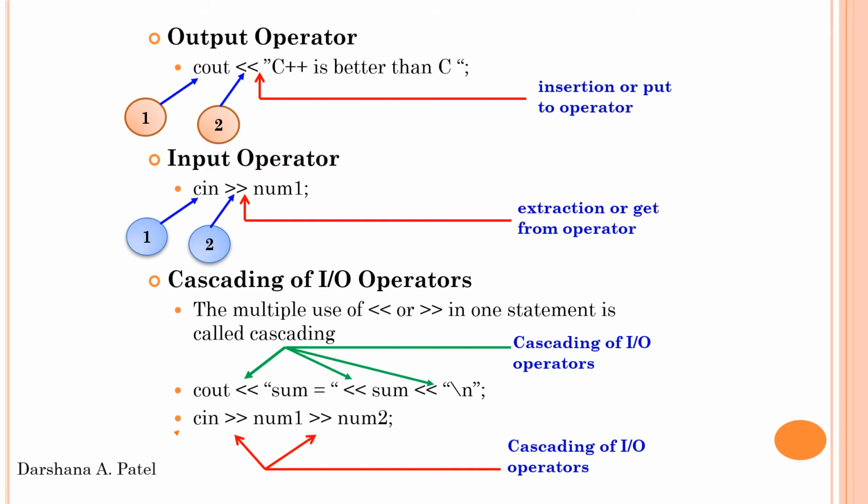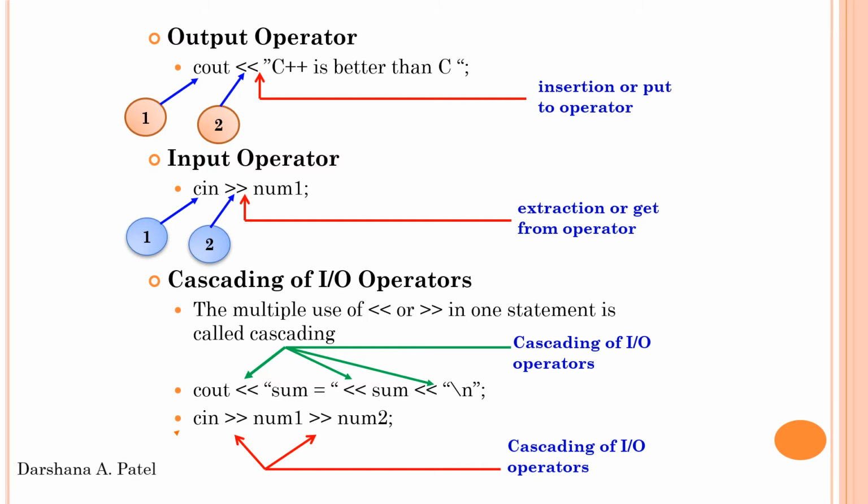So in this statement we have used get from operator twice. Once between cin and num1 and second between num1 and num2. So here we have used get from operator more than once, and that is what is known as cascading of IO operator. In the same way we can also use put to operator multiple times as shown in the example.